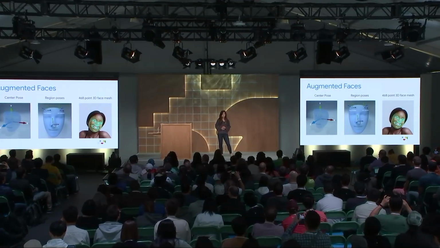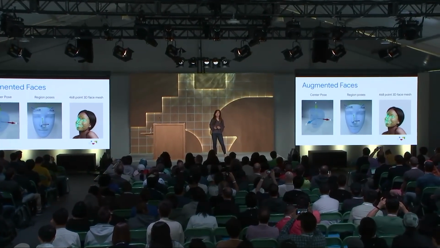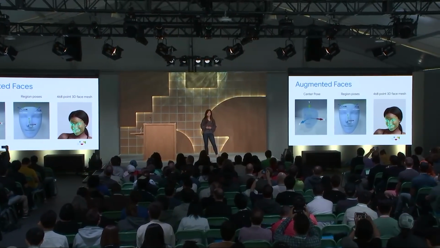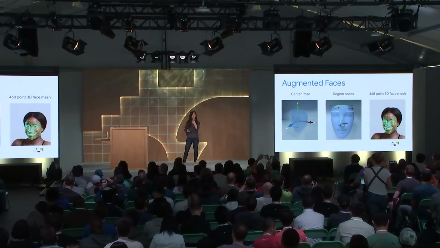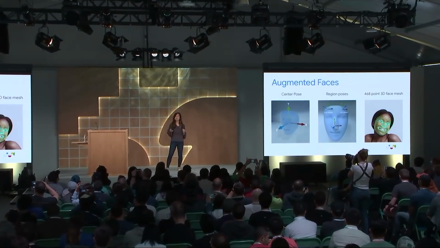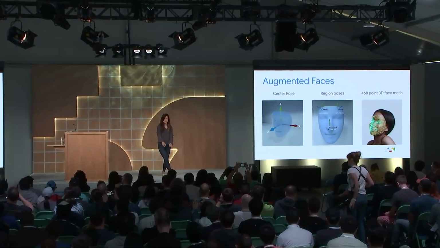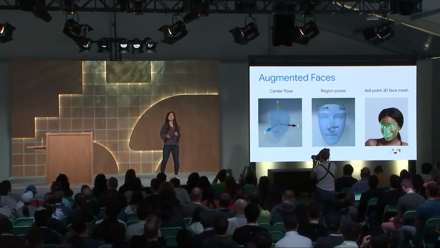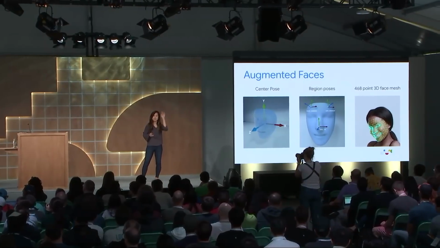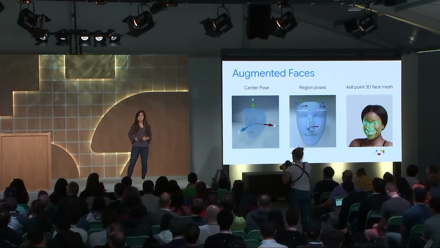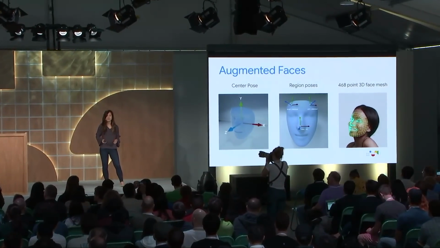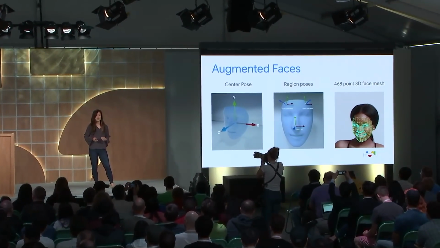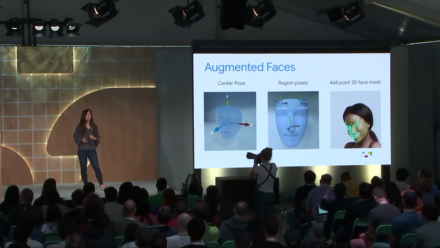So what exactly is Augmented Faces? Augmented Faces is an API that provides you with 3 things. First, a center pose for a face, which marks the middle of a head and is useful when you want to do things like render a hat. Second, region poses, which are useful when you want to render assets on a nose or around the ears. And last but not least, a 468-point dense 3D face mesh that allows you to paint detailed textures that accurately follow a face.